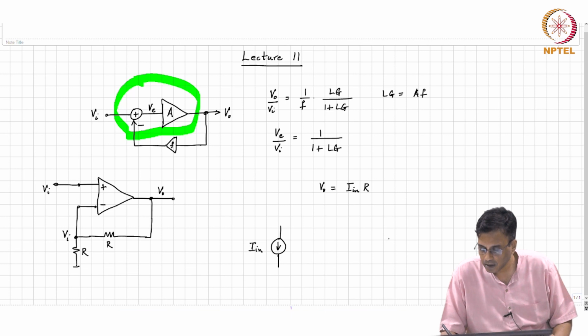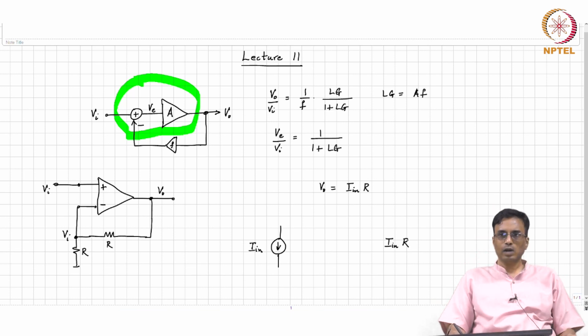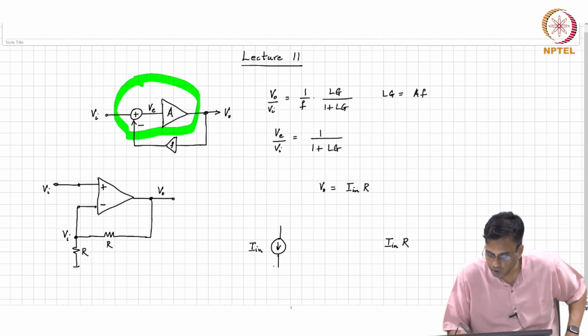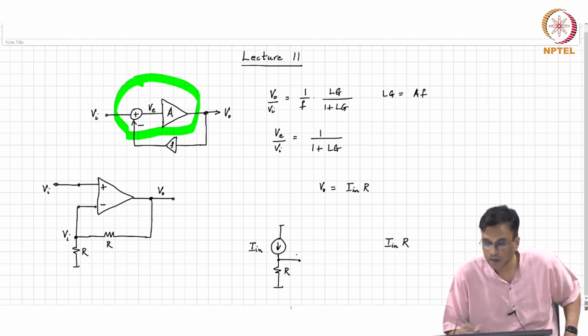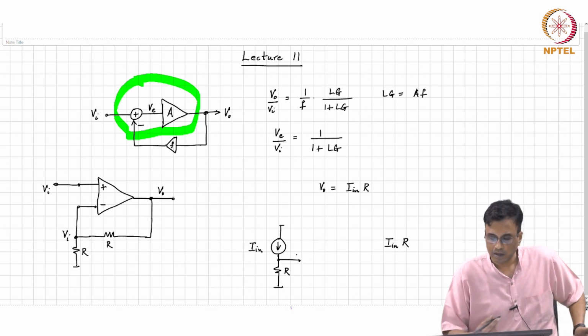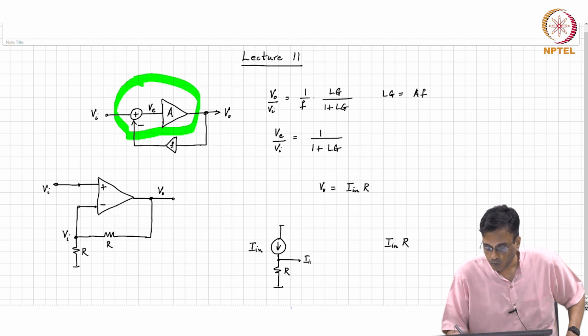And I need to generate I in times R. What will I do? Okay. So, well, one idea is to say, why don't I just put a resistor here, and this gives me I in times R, my job is done. What is the problem with this?